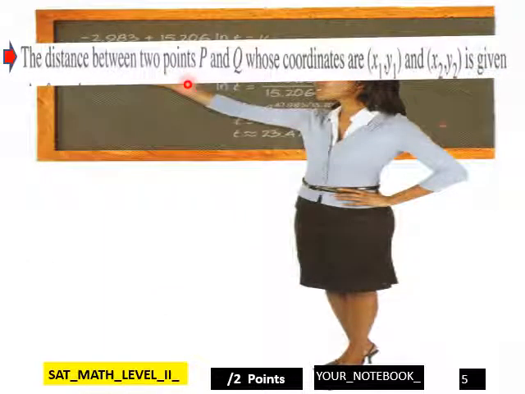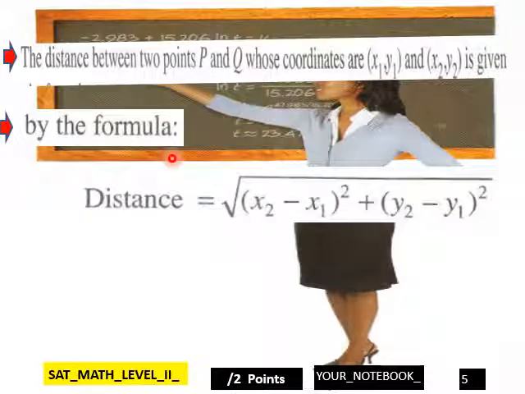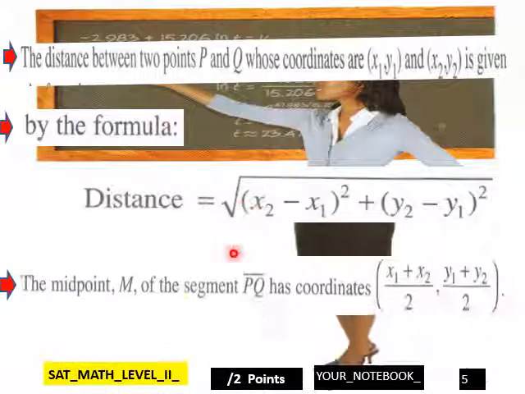The distance between 2 points P and Q, whose coordinates are (x1, y1) and (x2, y2), is given by the formula distance equals the square root of (x2 minus x1) squared plus (y2 minus y1) squared. So that's how we would find distance. The midpoint M of the line segment PQ has coordinates of (x1 plus x2) over 2, and then (y1 plus y2) over 2.